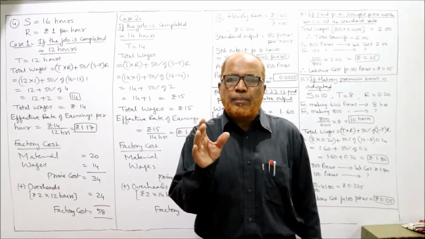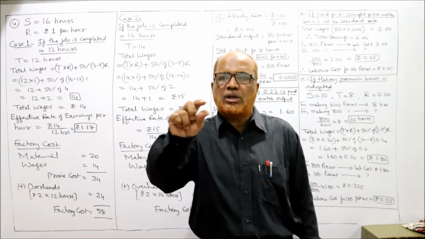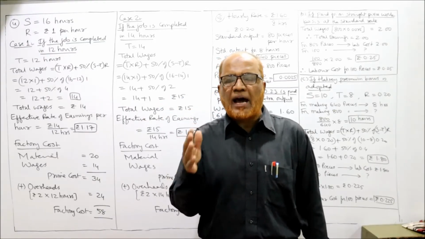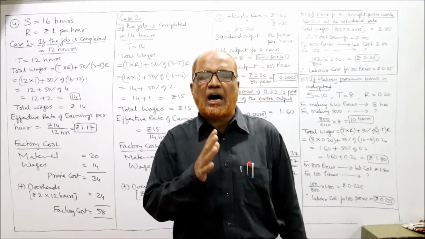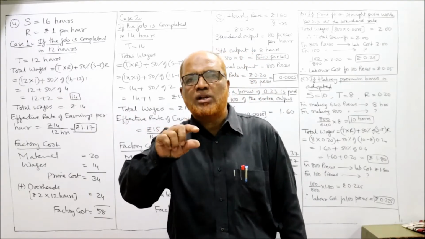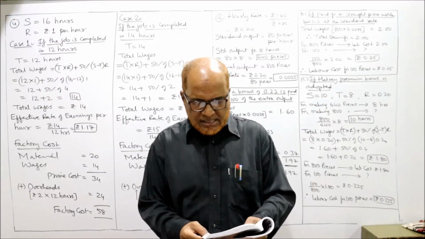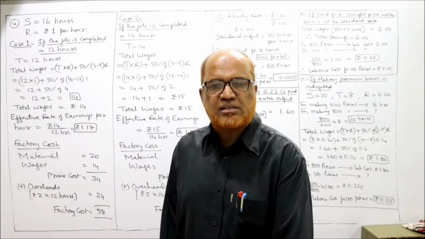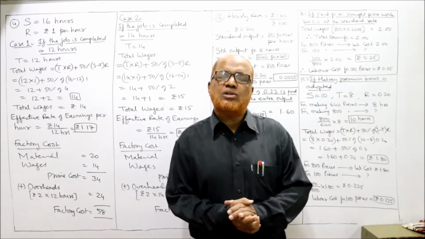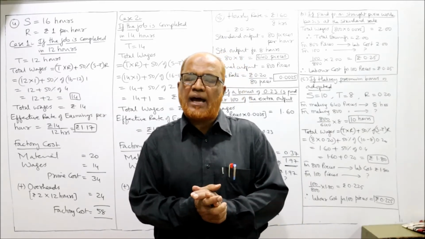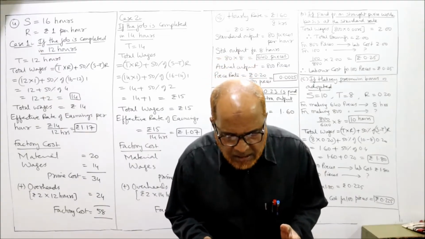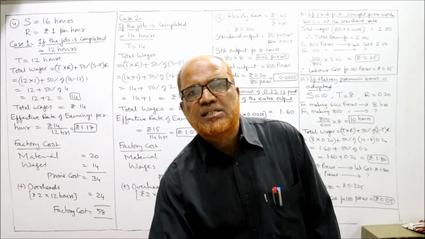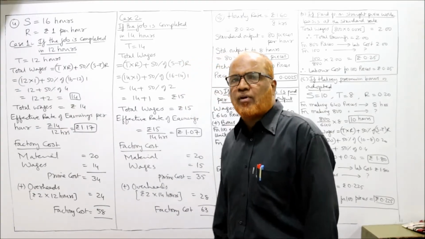If the job is completed in 12 hours, what are the total wages and what is the earnings per hour? Similarly, if the actual time taken is 14 hours, then what are the total wages and what is the hourly rate of earnings? And secondly, also ascertain the factory cost of the job on the same basis. So we are required to calculate the factory cost also accordingly if the actual time is 12 hours and 14 hours. The standard time allowed is 16 hours. So very simple, straightforward problem.